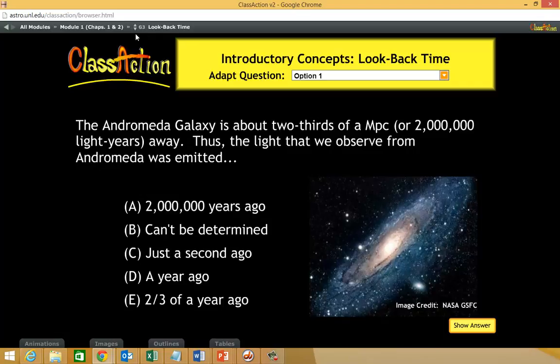Okay, number 3. Let you read this question and come up with an answer. So this question is about the Andromeda Galaxy. This was mentioned in the last question.